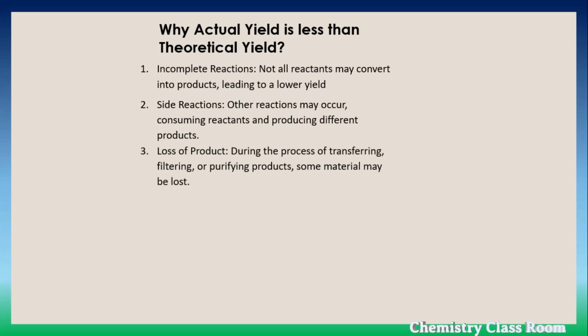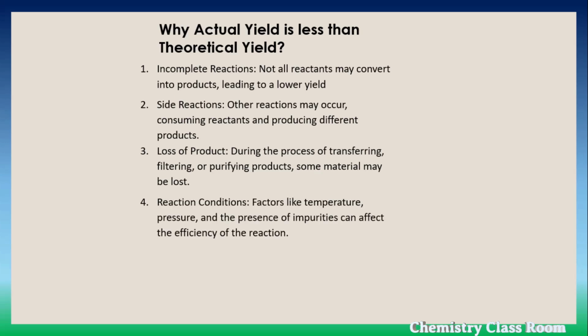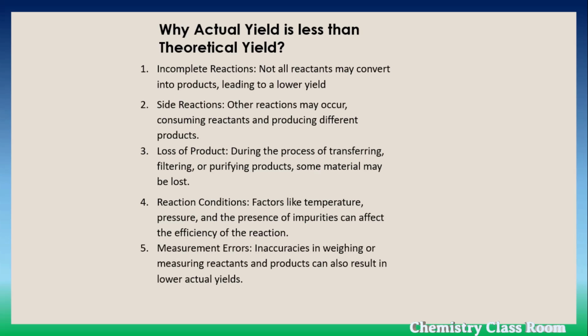Similarly, loss of product. During the process of transferring, filtering, or purifying a product, some material may be lost. And reaction conditions may also change. For example, temperature, pressure, and presence of impurities can affect the efficiency of a reaction. And finally, measurement errors. Inaccuracies in weighing or measuring reactants and products can also result in lower yields.